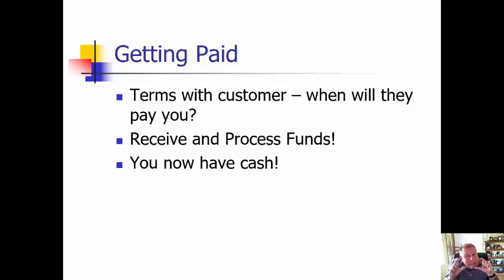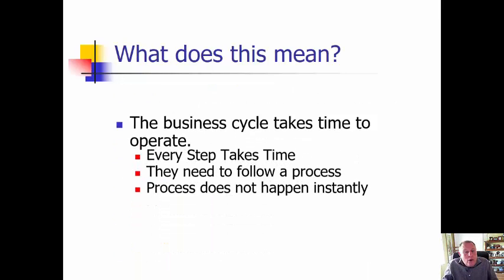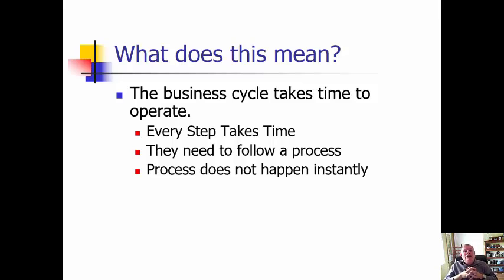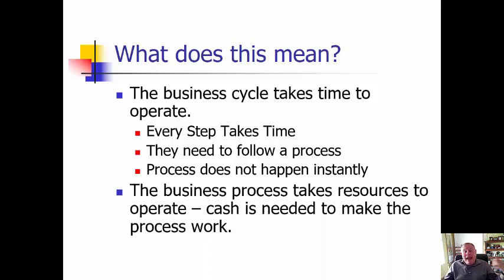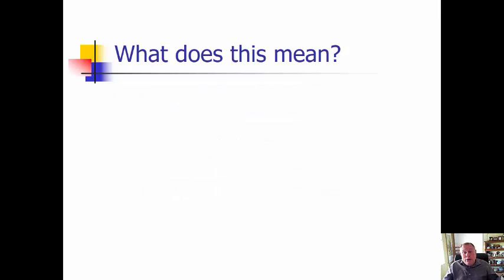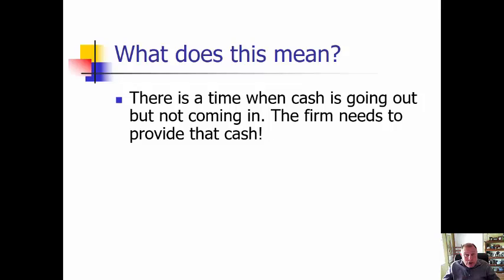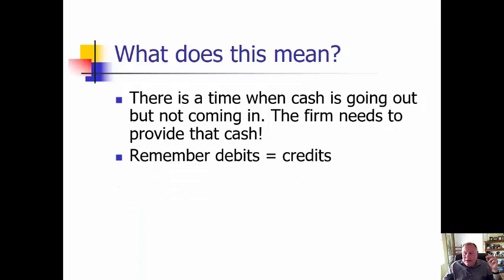Okay, so if this is the cycle, the operating cycle of the firm, what does that mean? Well, the business cycle takes time to operate. It doesn't happen instantaneously. Every step takes time. They need to follow a defined process. Doesn't happen instantly. And that means there's a time factor involved. The business process takes resources to operate it. Cash is needed to make the process work, because there is a time when cash is going out of the company but not coming in. The firm needs to provide that cash. Keeping in mind, debits equals credits. Okay? So if we're ordering, it's a debit to the expense, a credit to cash.